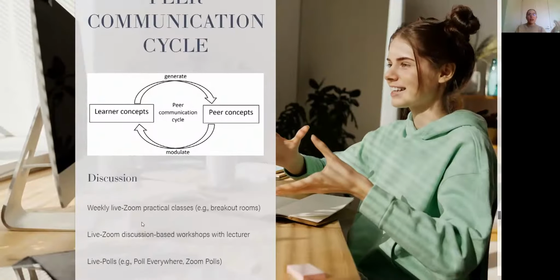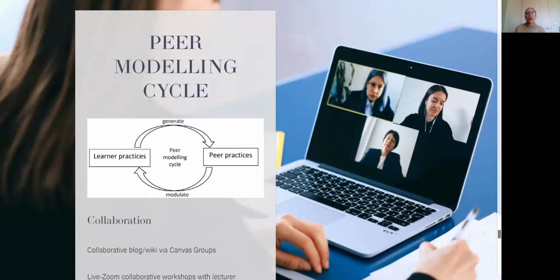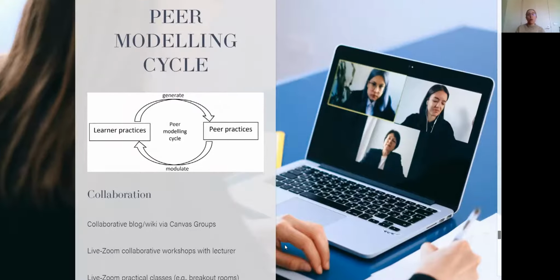And of course, in terms of the modelling cycle where students collaborate and produce output together, you can also achieve that synchronously on Zoom by getting students to do non-graded activities and produce something together that they present to the class. But we're also going to be using a collaborative blog or wiki.